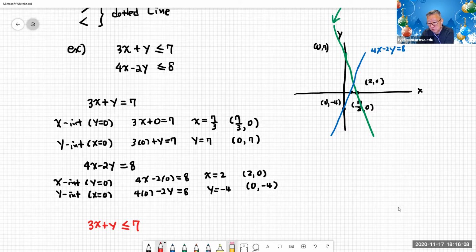So I'm going to use the (0, 0) and plug that into the inequality. If it makes sense, then we're going to shade that area. If it doesn't make any sense, then we're going to shade the other side. So we're going to use the (0, 0) for both of them. That's the origin, so I'm going to plug that in.